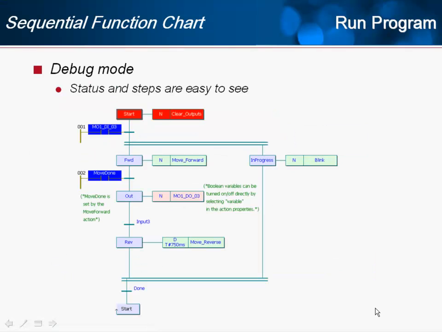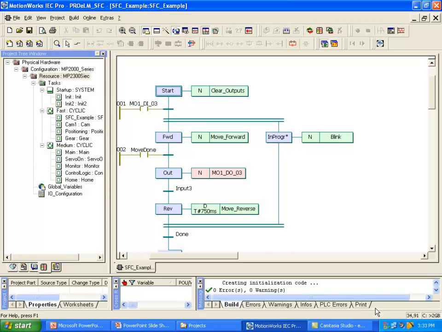So now finally, let's go ahead and run this program and look at it in debug mode and just be sure that this all works. Now, back in my software, this whole time I've been running offline. So I'm going to now connect my controller and turn it on.